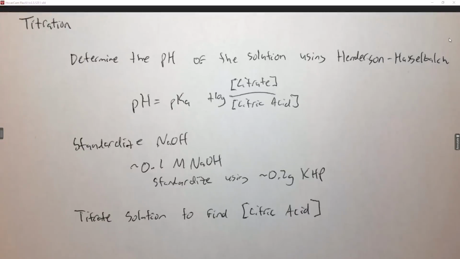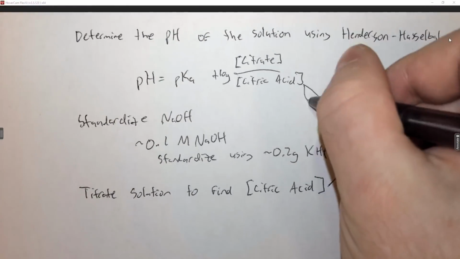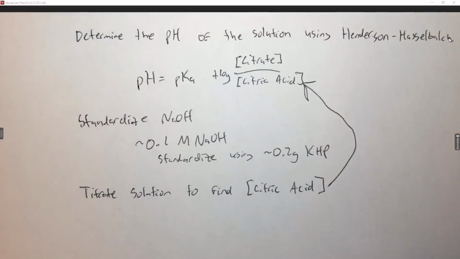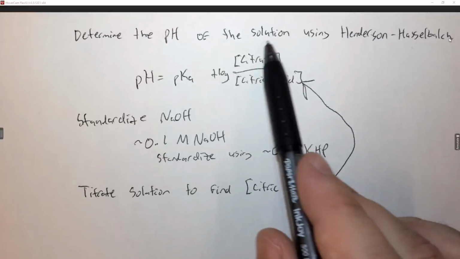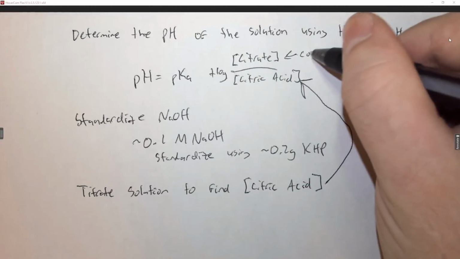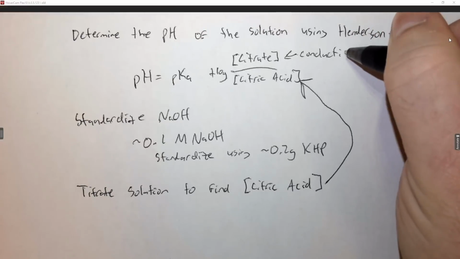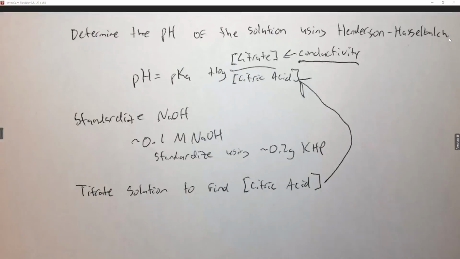Once you have found the concentration of the citric acid, we can plug it back into our Henderson-Hasselbalch equation. However, there's another variable in the Henderson-Hasselbalch equation, the concentration of the citrate. This value you will get from the conductivity portion of the experiment. So you're going to need a value from one of your other group members in order to finish this portion of the experiment.